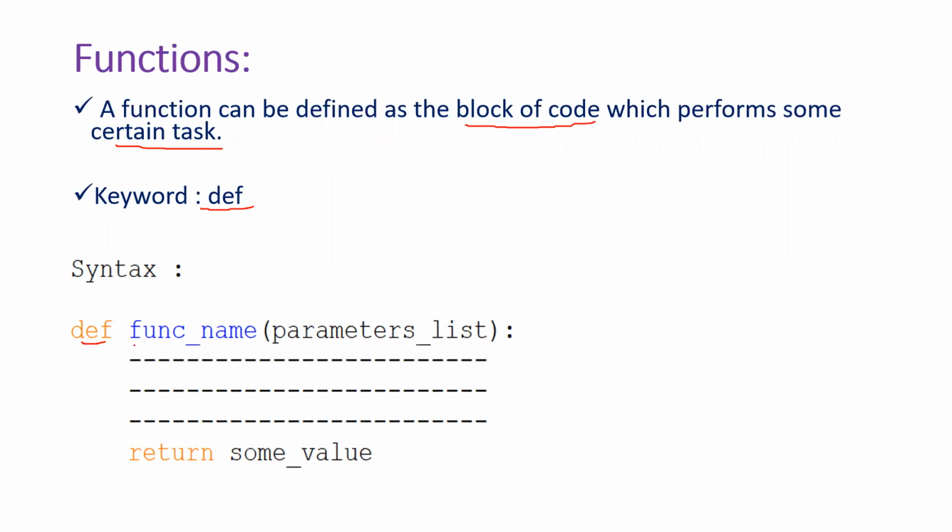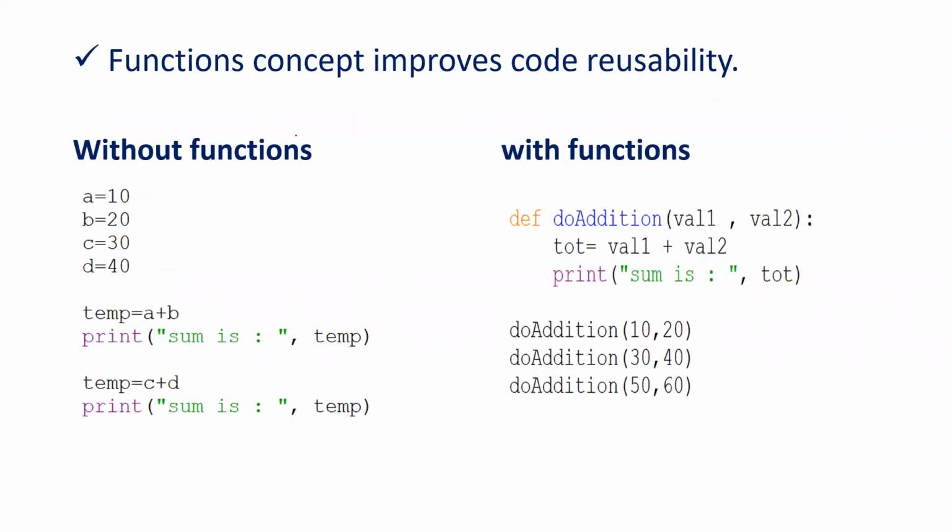Def is a keyword and this is the function name and these are the parameters. The parameters will act as input to the function and the function will perform some certain task and return some value. And we will get an advantage of using the functions, which is nothing but code reusability. That means you can write some code as a function and can use it as many times as you want.